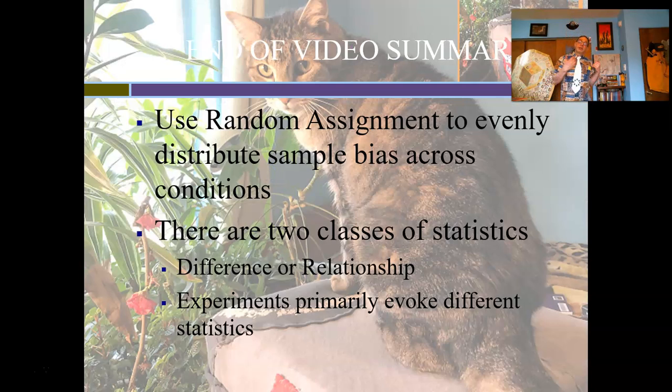So in summary for this video, with random assignment, we evenly distribute that bias across conditions. And there are two classes of statistics. We have difference-based statistics: z-test, one sample t, paired t, independent t, ANOVA. And then there are relationship statistics: correlation and regression. Depending on what you do, you're going to use a certain statistic. Experiments primarily evoke difference statistics.